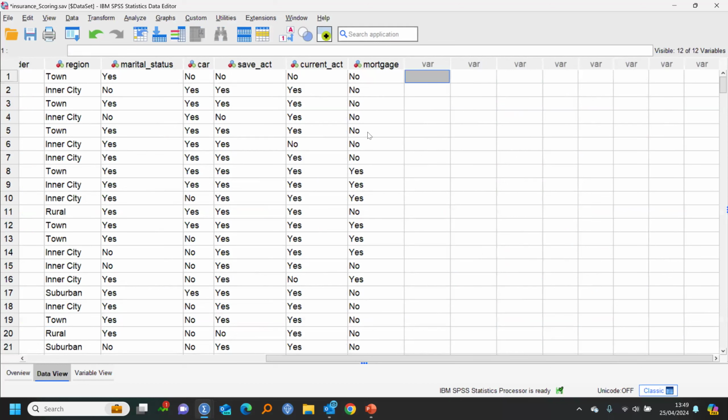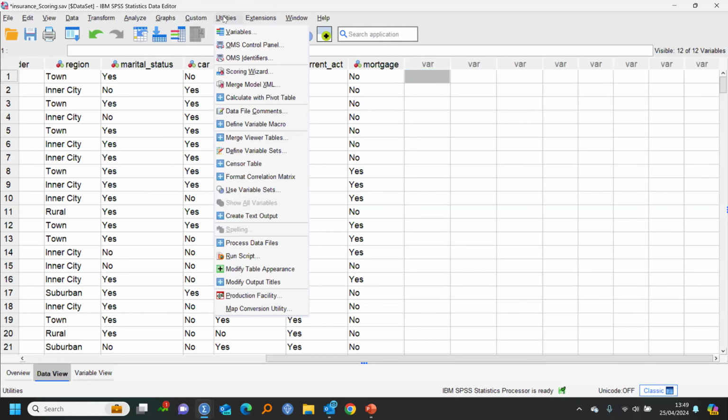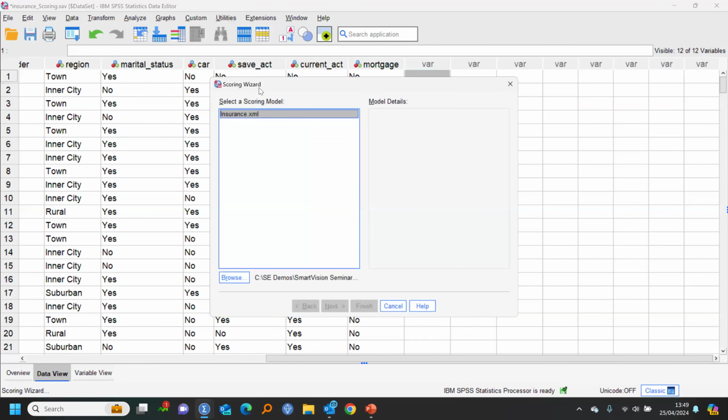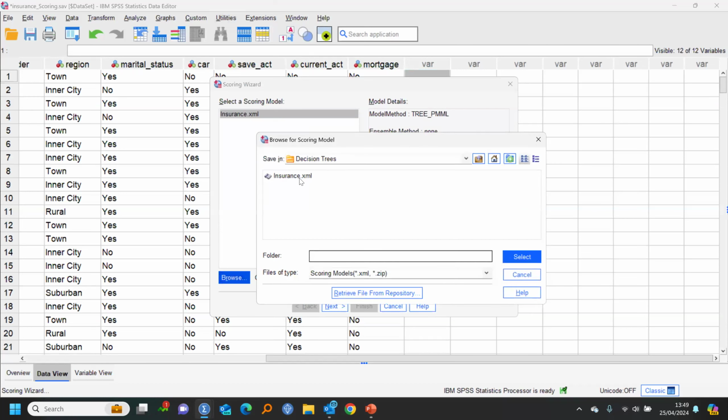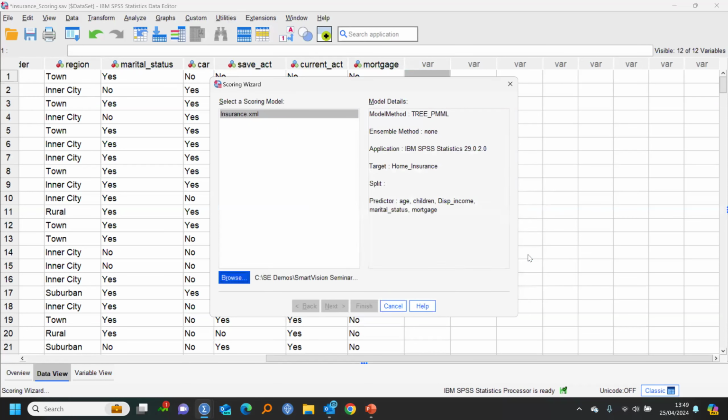Notice that this data set doesn't have the home insurance product in it, because, of course, they haven't been offered the home insurance product. We want to apply the previous tree, saved as a model file, to this current data set. You can do this with pretty much any predictive algorithm in SPSS Statistics, and decision trees are no exception. I'll be doing the same thing when we look at linear regression. If I go to utilities and go to scoring wizard, I can search for this little model. There it is, insurance.xml. Hit select.